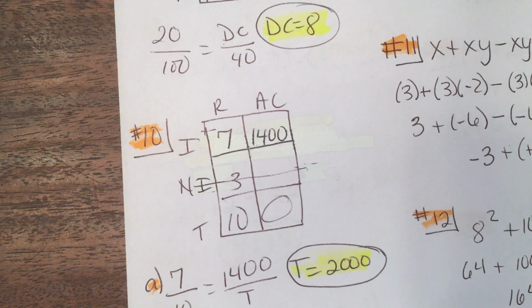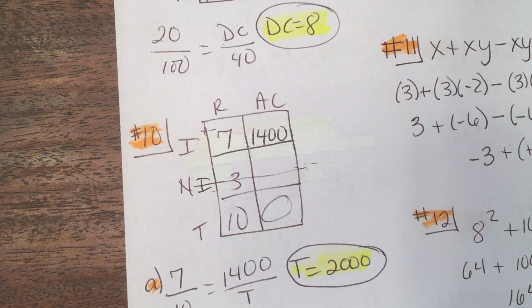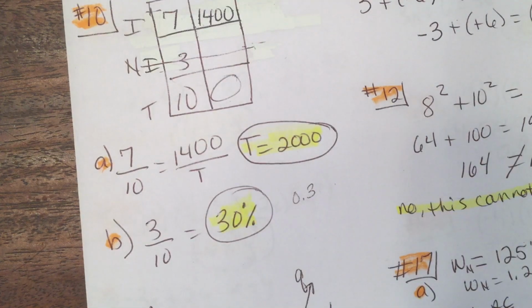Now B says, what percent of the people did not vote for the incumbent? So we're talking about this number, 3 out of 10, which I can make the bottom 100 by multiplying the top and the bottom by 10, or I can say 0.3 for 3/10 times 100%. 30% is my total for the ones who did not vote for the incumbent.